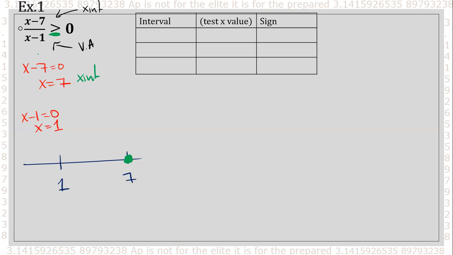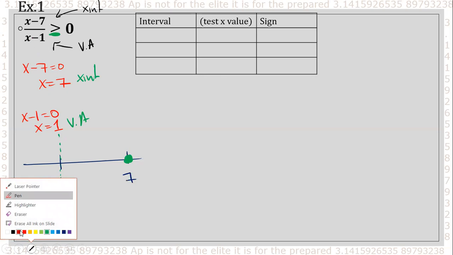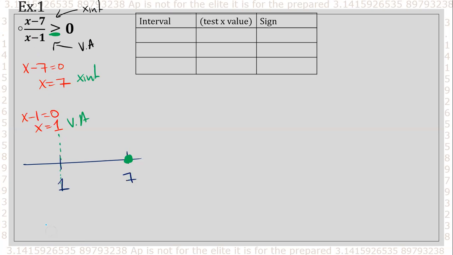Now the other value, the x minus 1 equals 0, gave me this vertical asymptote. So I'm going to go ahead and put little dots right here to resemble a vertical asymptote. So now that's going to help me know which one of these can have a bracket or a parentheses. Okay, so let's go ahead and start finding this interval.